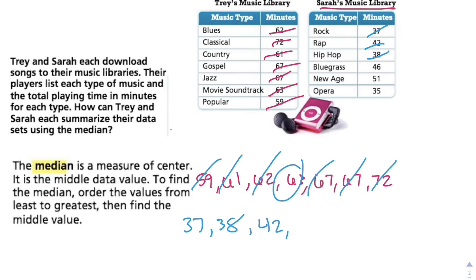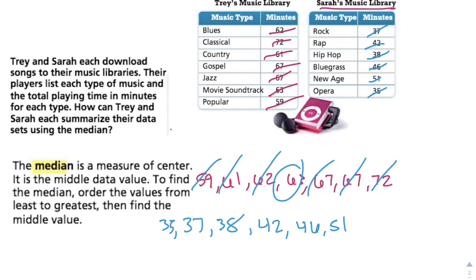Oops, I missed 35, you guys. Sorry, just kidding. 35 is the lowest. I'm going to put that at the very end. My bad. So 42, then 46, and then 51. Just trying to see if you guys are paying attention there.